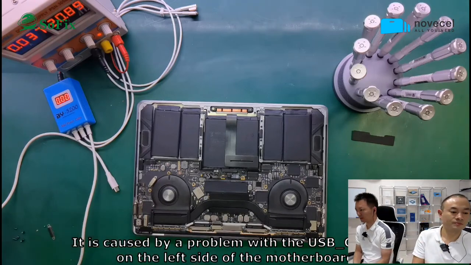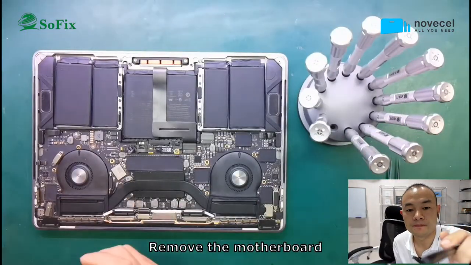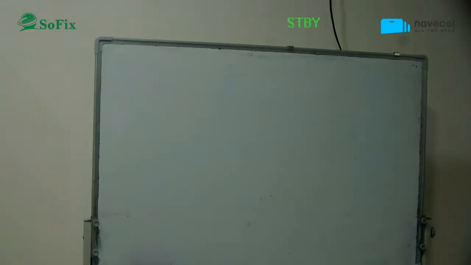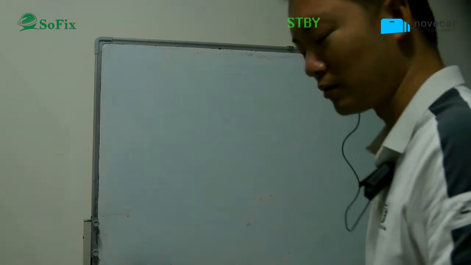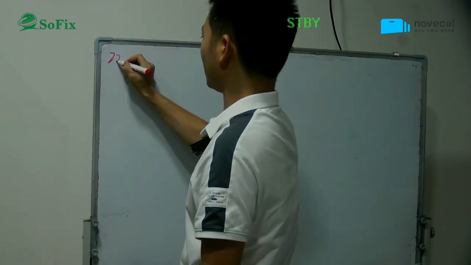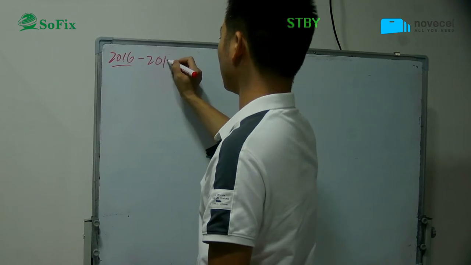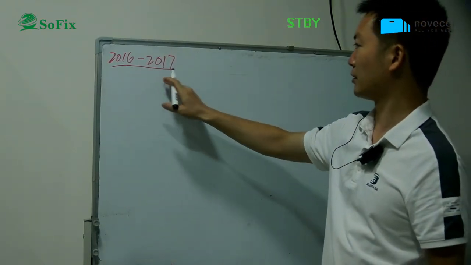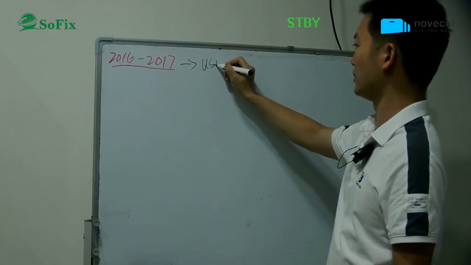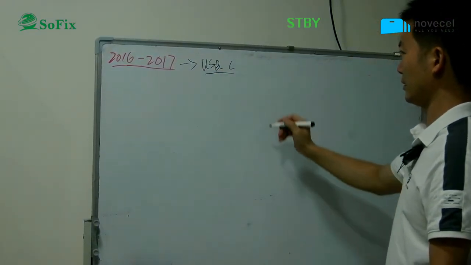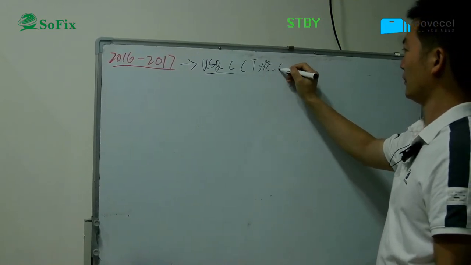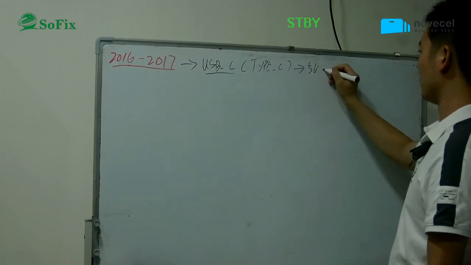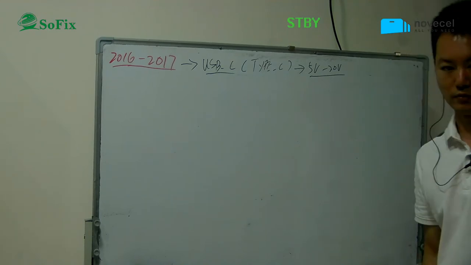Here we go. Okay. So today we are talking about the T1 and the T2. Let's go to the board. We're talking about the T1, it's the 2016, 2017 T1 model. The T1 model, from 2016 to 2017, uses the USB-C connector, Type-C connector, so we have the 1 volt goes to 20 volt.